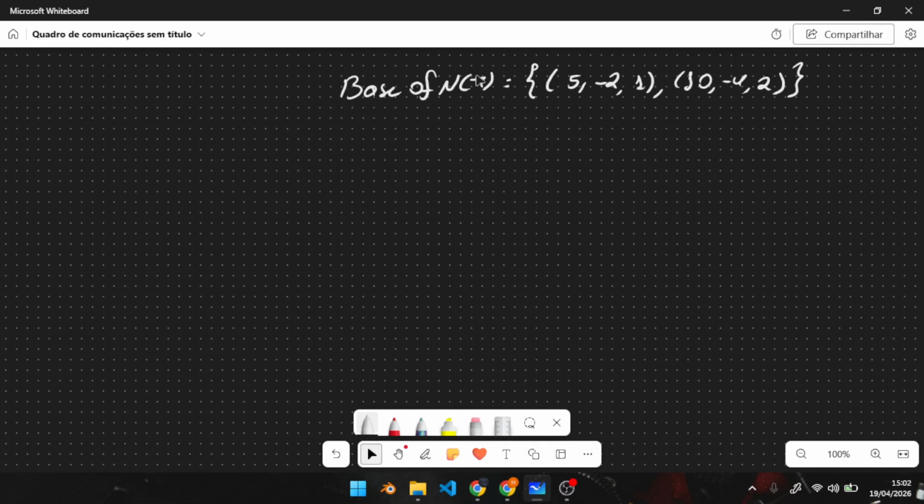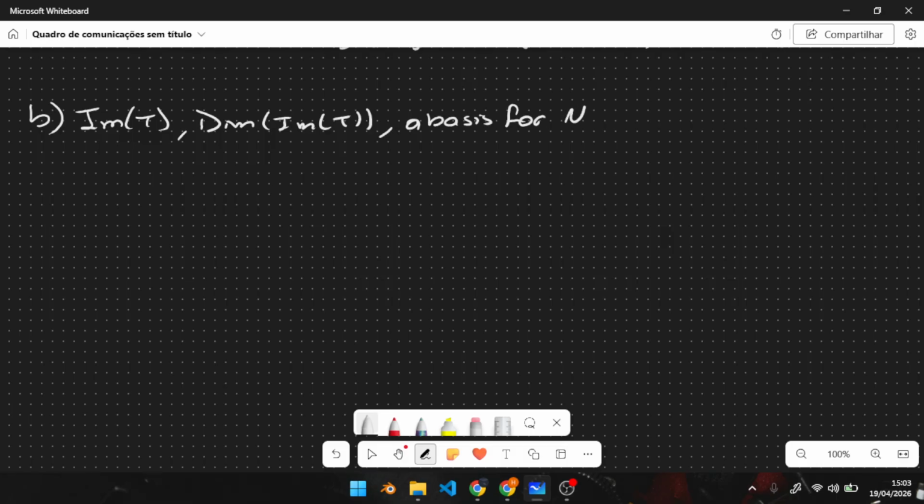All right, now still following the same example, we have yet another question here. What is the image of the transformation? What is the dimension of the image of the transformation? And what is the last question? Of course, a basis for the image of T. Now, what is the image of T?